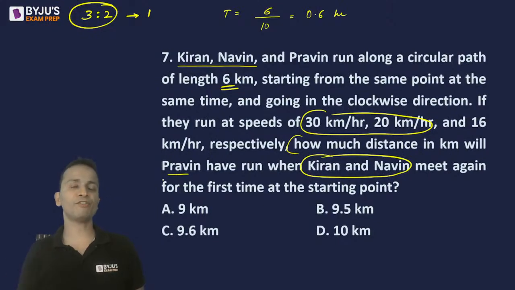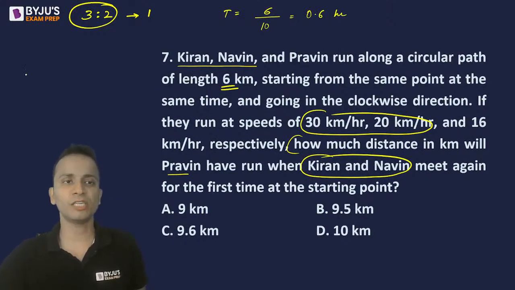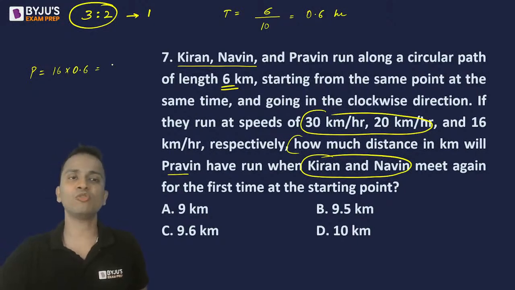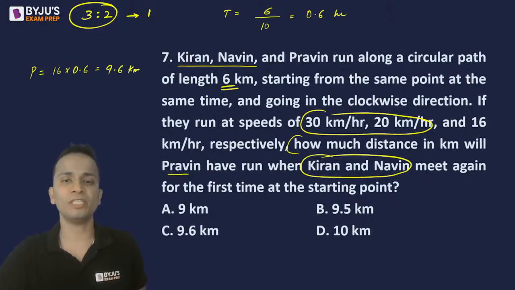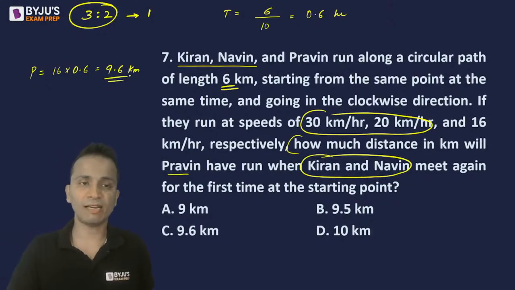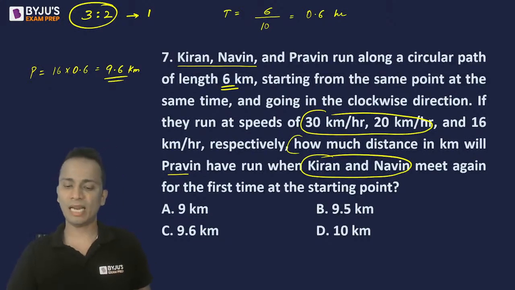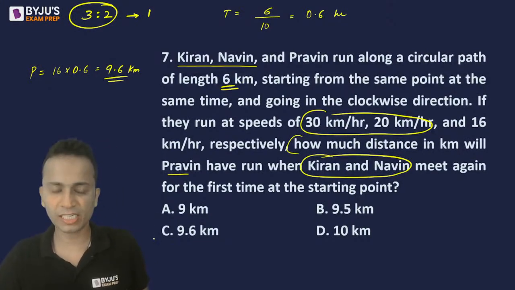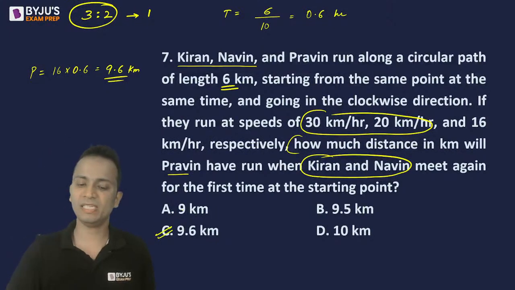So Kiran and Naveen met for the first time after 0.6 hours. In this time, Praveen has traveled: the speed of Praveen is 16 multiplied by the time, that is 0.6. So 16 into 6 is 96. So 9.6 kilometers will be the distance traveled by Praveen at this moment. Okay, so the correct answer for this question will be 9.6.